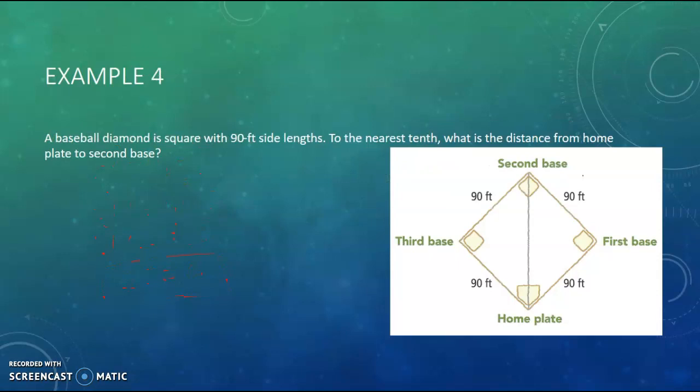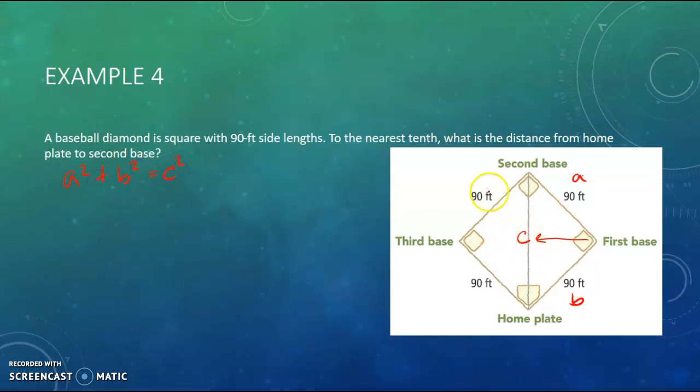So let's do some real-world application here. Here we have a baseball diamond, a square with 90-foot side lengths. To the nearest tenth, we want to find the distance from home plate to second base. Excuse me. So really I just need to think of one of these triangles, and this is a right triangle. So that means that this is our side C, even if I went from third base, still side C. So this is A and this one's B, or B and A, I don't care how we word it. A squared plus B squared equals C squared.